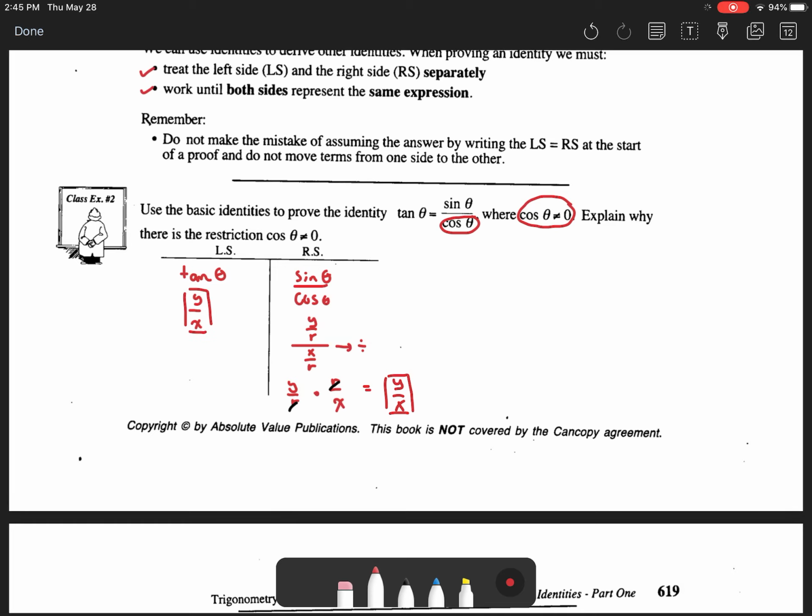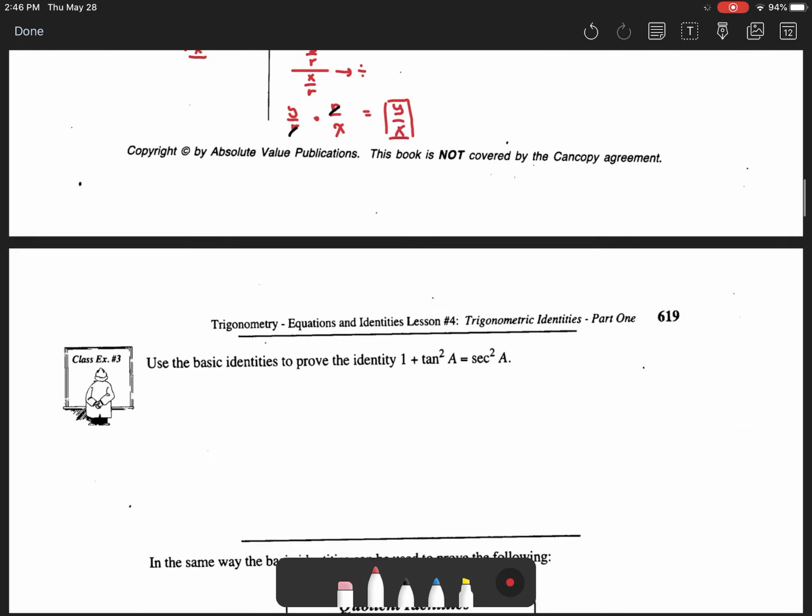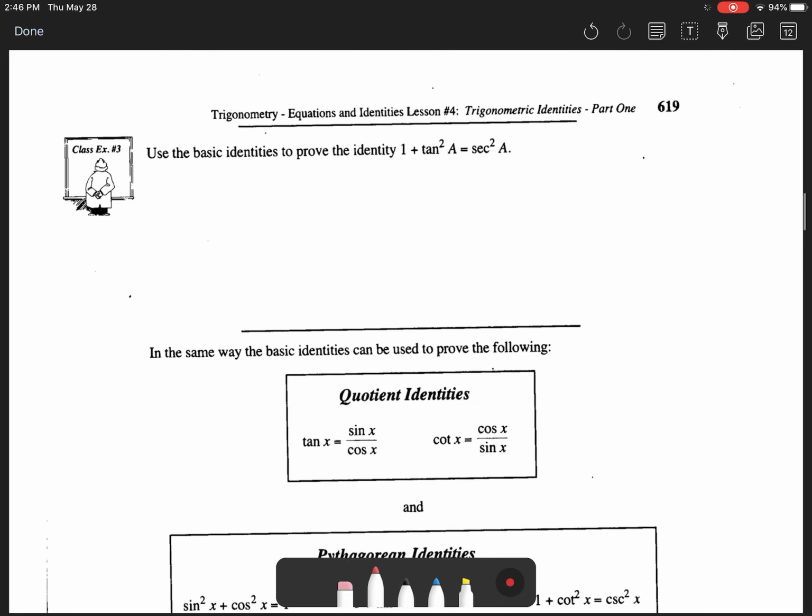So on the right-hand side, y over x, and tangent on the left-hand side is also y over x. Now in this case, I did not use any numerical values to prove that this identity was true. I only used variables and expressions, so therefore I can now state this identity is true for all values of x.